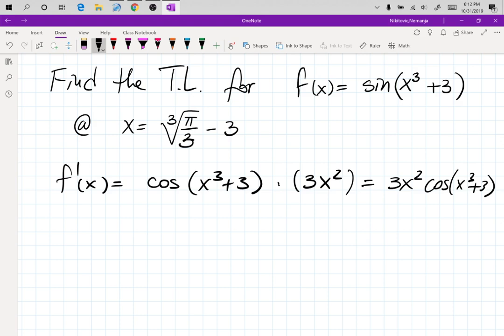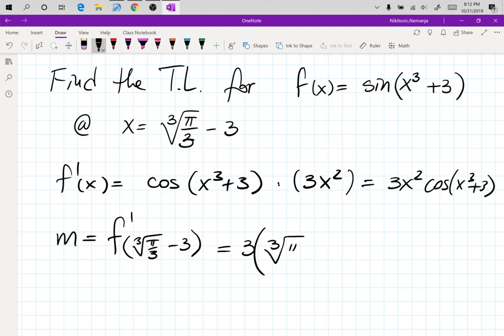So now, m is equal to f prime computed at the value, which in our case is this. And I picked this because it will calculate nicely inside the cosine function. So what do I have? I have 3 times this cube root of pi over 3 minus 3 squared, cosine of, and now I have the plus 3.